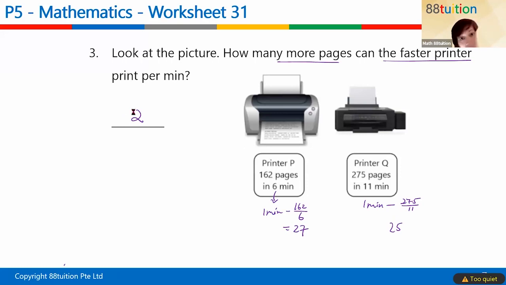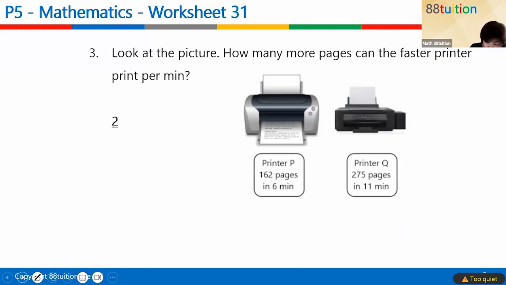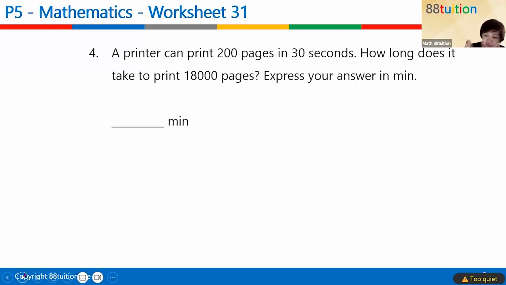Okay. Next question. A printer can print 200 pages in 30 seconds. And how long does it take to print 18,000? So if you want to do this to compare how many times that is, also doable. Okay, this is another method. 18,000 divided by 200. Okay, then you will get 90.